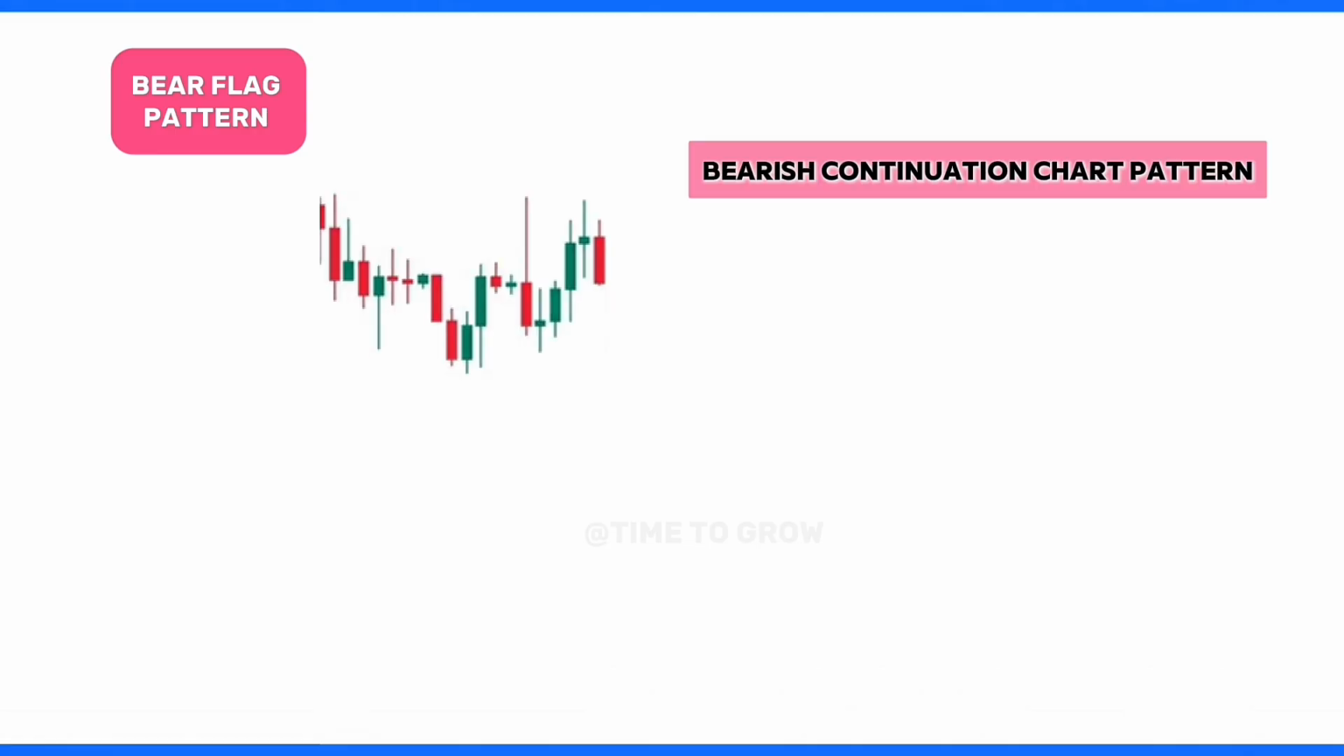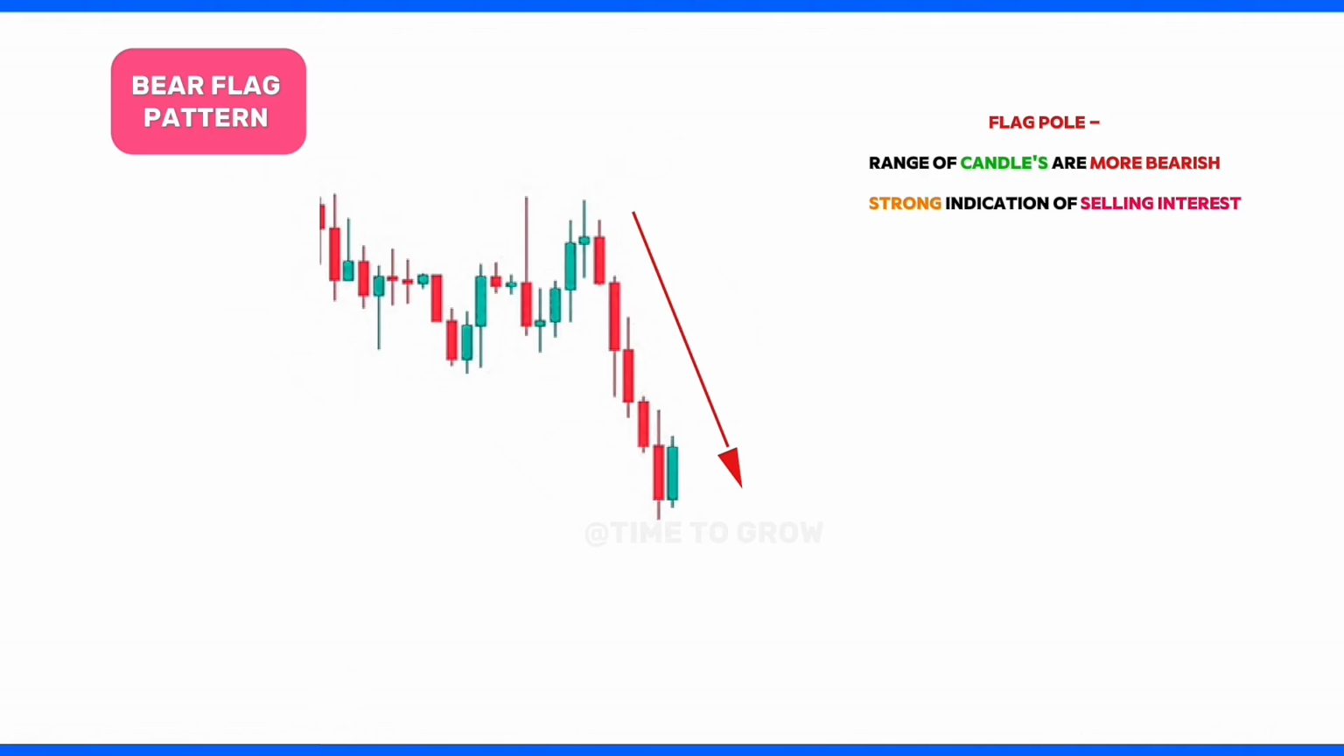1. First, look for a strong move to the downside. This means the bearish candles are larger than usual and closing near their lows. This initial sharp decline forms the flagpole.